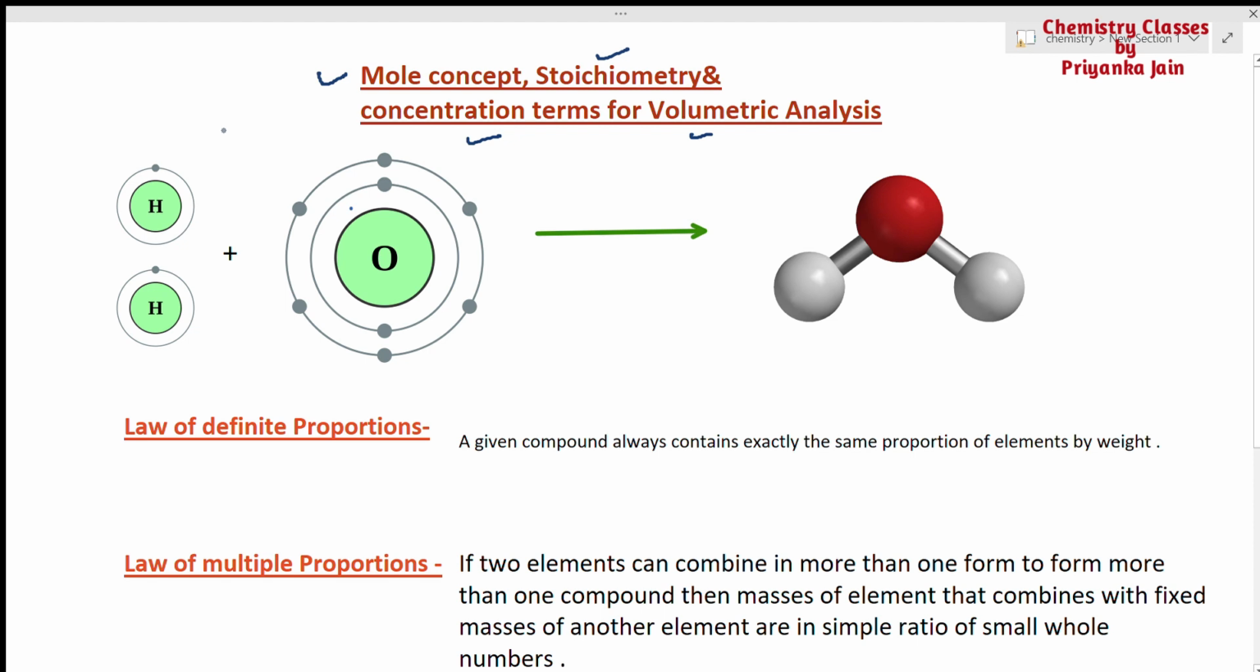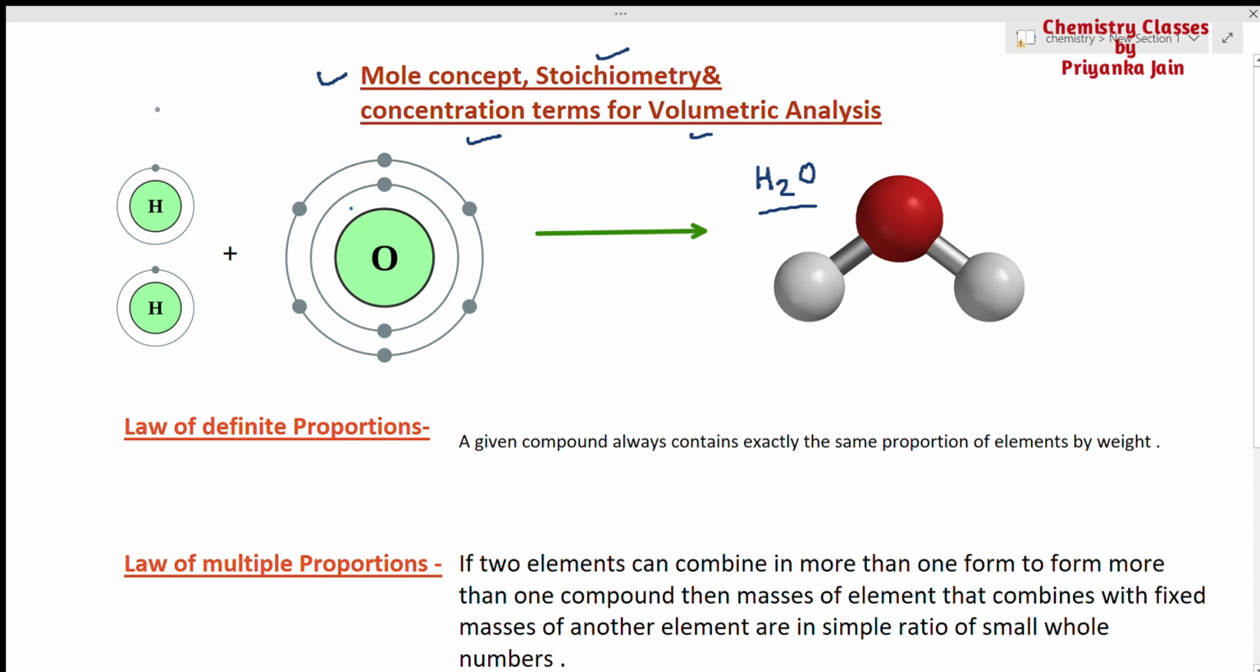But by the molar masses we cannot find any decision in a chemical reaction. Suppose a reaction is happening between H2 and O2 to form H2O. This is H2 and this is O2, forming H2O. Two atoms of hydrogen and one atom of oxygen combine to form one molecule of H2O, right?